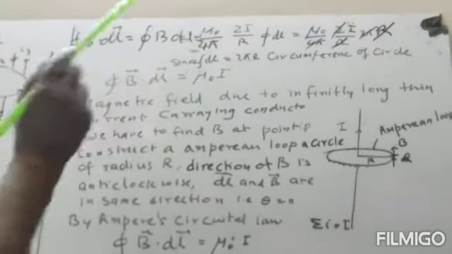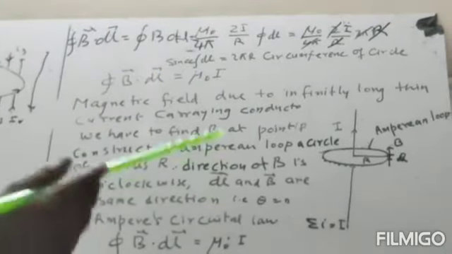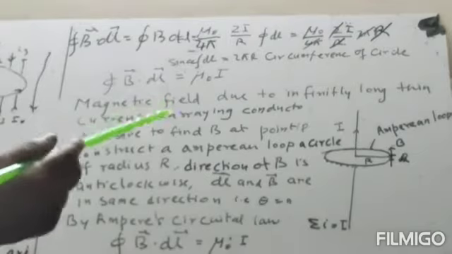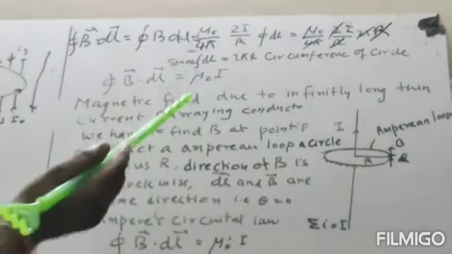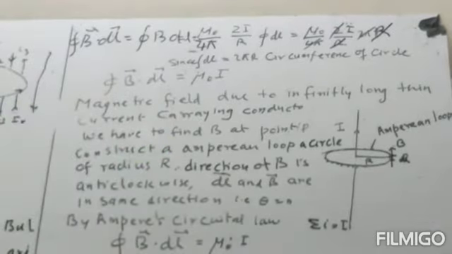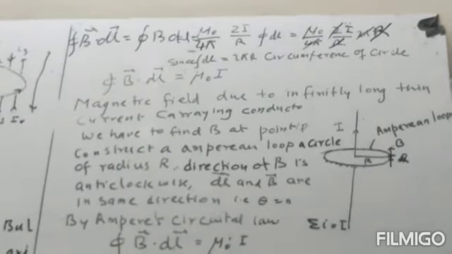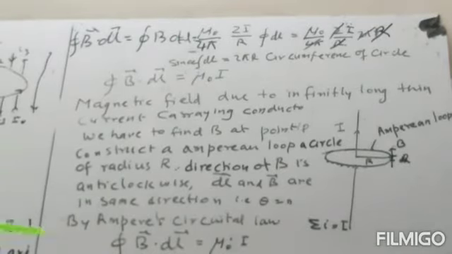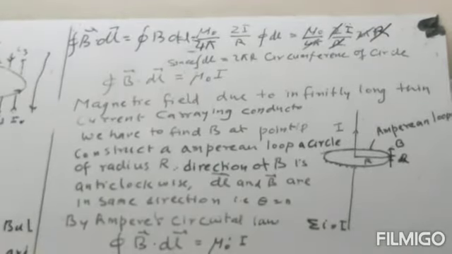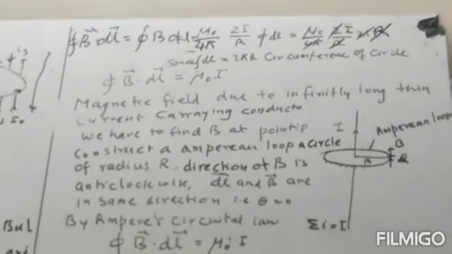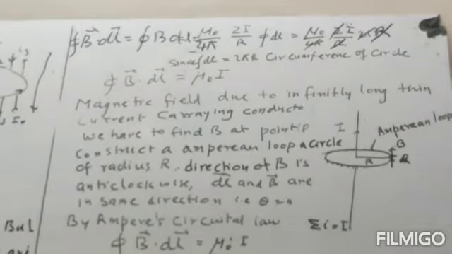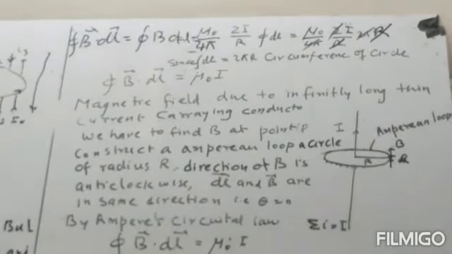Here there was only one current, so it is I. If more currents are passing through this circular path, then it will be equal to the summation of I. So we can derive Ampere's circuital law with the help of the Biot-Savart law. This thing is not covered in your book, but I am giving you this derivation.